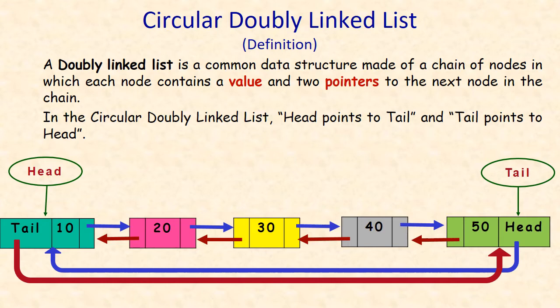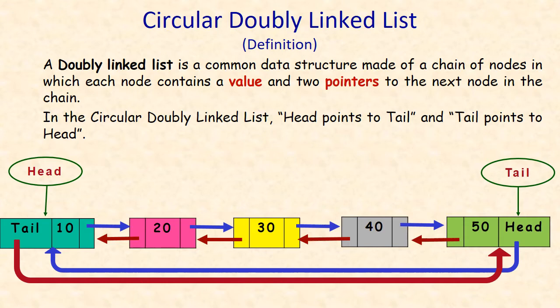Both are the same except one point. In the normal doubly linked list, the previous pointer for the head node holds null and the next pointer for the tail node holds null. Okay, means there is no connection before head or after tail. Now what we are doing is connecting both head and tail together so that it forms a circle. That is why we call it a circular doubly linked list.